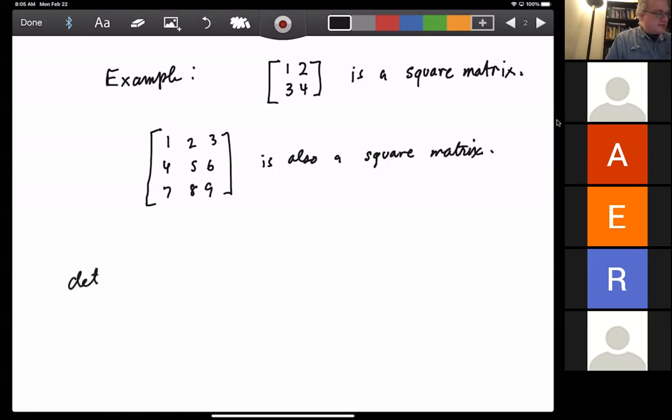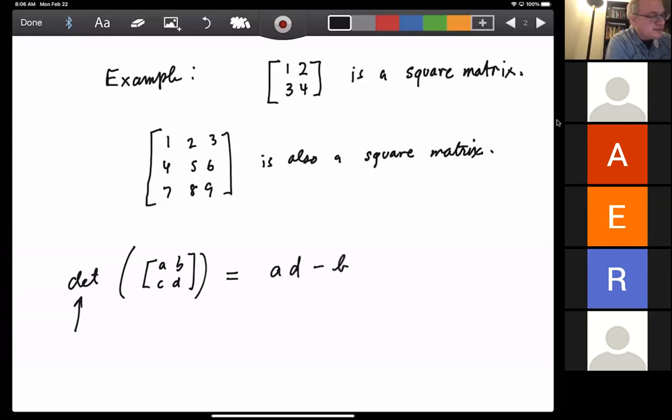Okay, and the determinant. So here's the determinant function. It's being applied to the matrix with entries A, B, C, D. Notice that's a square matrix, same number of rows and columns, two of each. And by definition, this takes the value A times D minus B times C. So you multiply the diagonals and then you subtract those two products.